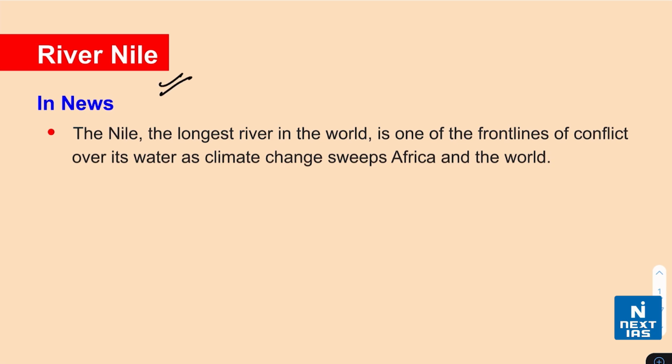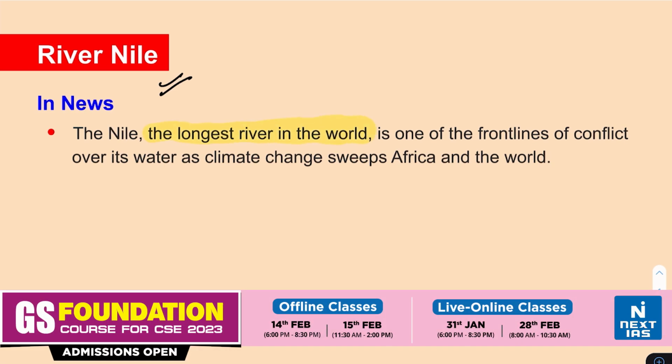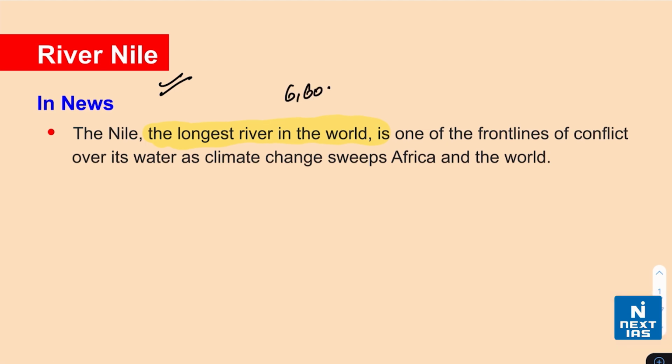Recently, River Nile was in news regarding a dispute over a dam. We'll look more into it. So first of all, River Nile, as we know, is the longest river in the world. It is around 6,600 kilometers long and it empties into the Mediterranean Sea.